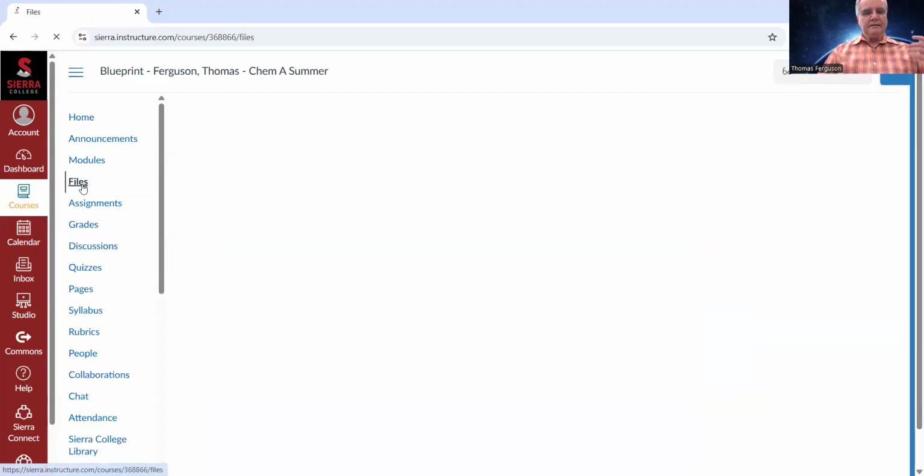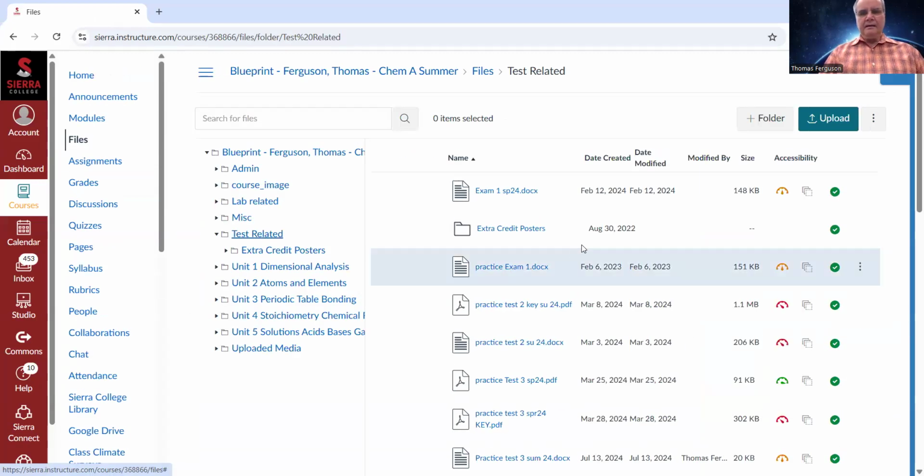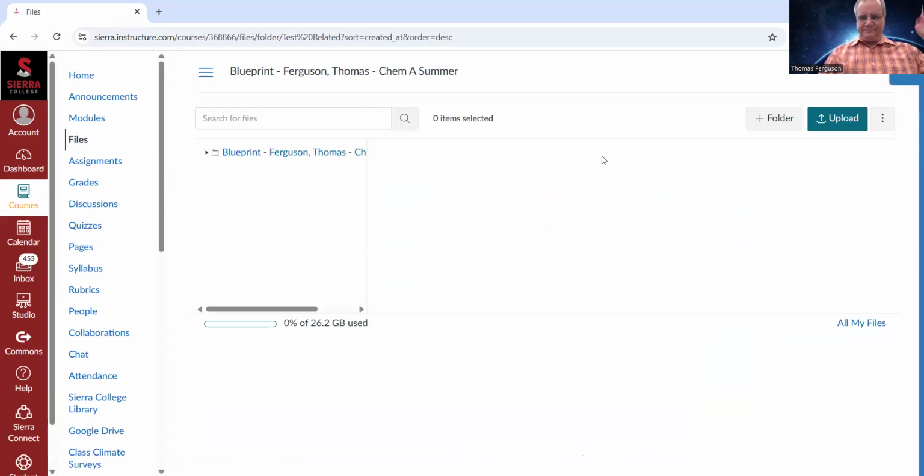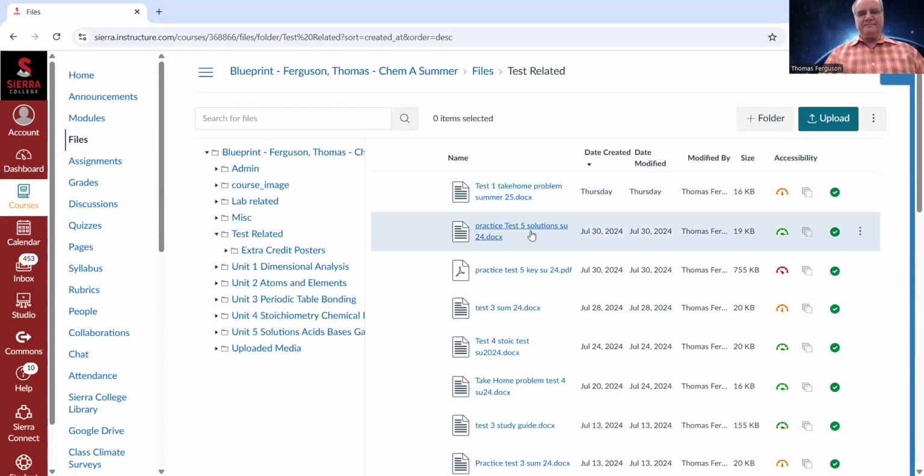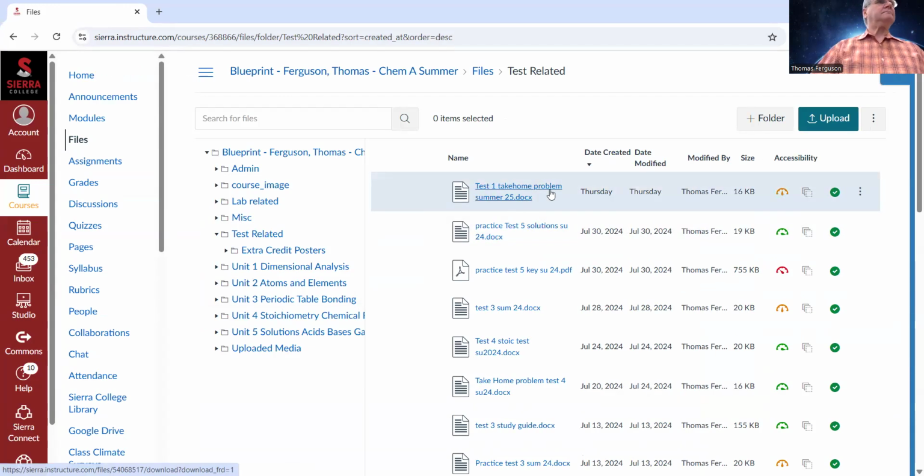Okay, you go to Files, Test Related, and if you do a date created search or listing, it'll be the first one. Okay, and it's a problem similar to the one I showed you Thursday. Actually very similar to that. You just bring it in tomorrow? Yeah, and when you turn in your test, you're going to staple it to the back.